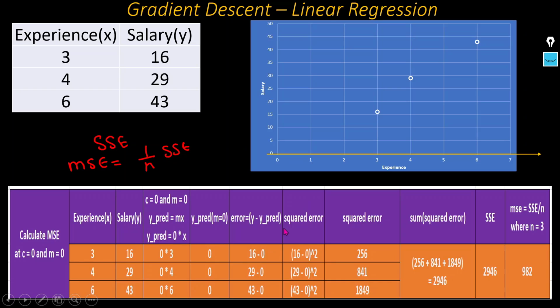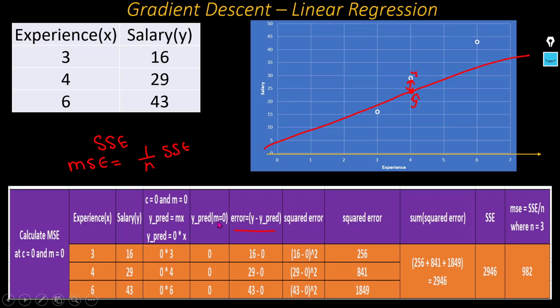So we get the squared error. This is your error, right? As you know, if I draw the best fit line, this will be your error. This is your actual value, and this will be your y pred. So same thing, I'm going to calculate here: y minus y pred. So 16 minus 0.